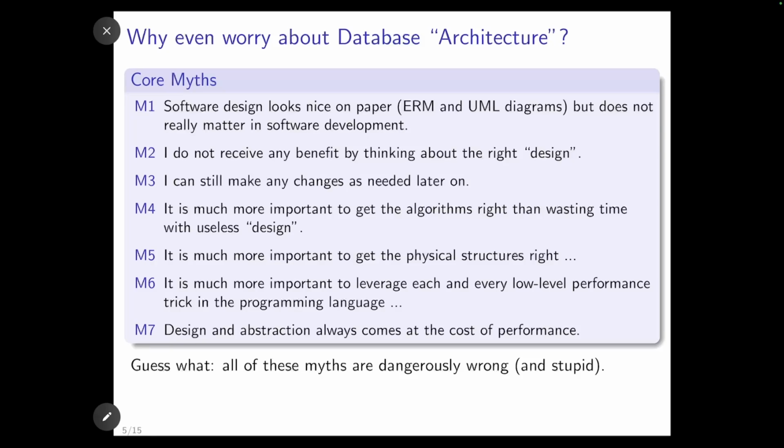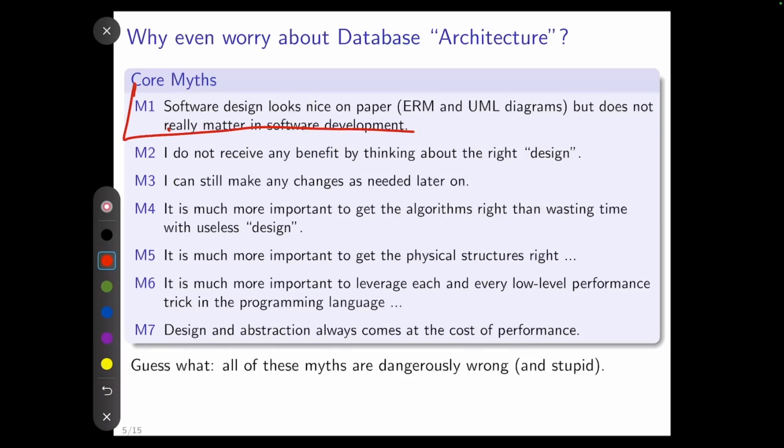What you sometimes hear in discussions, or an attitude you feel, is that software design looks nice on paper. So you use an entity relationship model or a UML diagram or whatever modeling technique, but it doesn't really matter in software development. Sometimes you hear that. So it's nasty. I draw something.